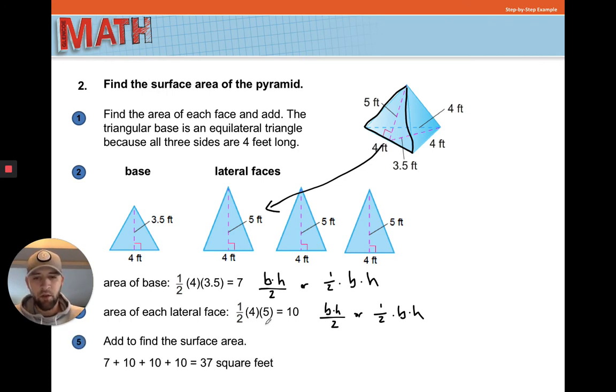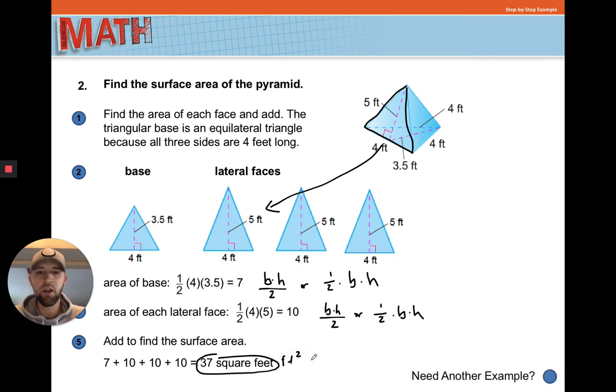And then we have to add them up. 7, which is the area of the base, plus 1 lateral face, plus 2 lateral faces, plus 3 lateral faces. You will get 37 square feet, or feet squared, both the same thing. Okay. Let's try one together.